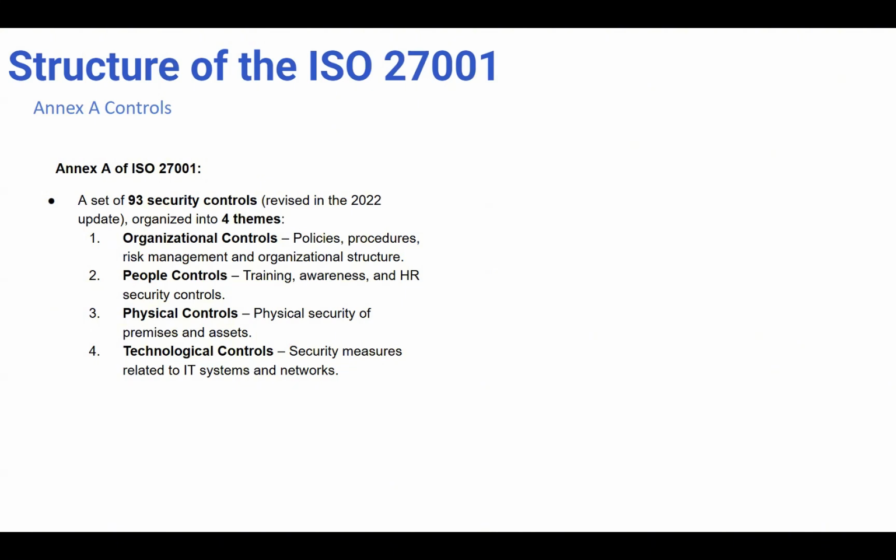Now, these Annex A controls are the set of security controls, 93 security controls in the ISO 27001 2022. Just to note, the 2013 standard had 114 controls, and some of them were merged in the 2022 update. So now there are 93 security controls in the ISO 27001 standard, and these are the different security controls that an organization is expected to pick from while they are setting up their ISMS to help them comply with the requirements of the standard.